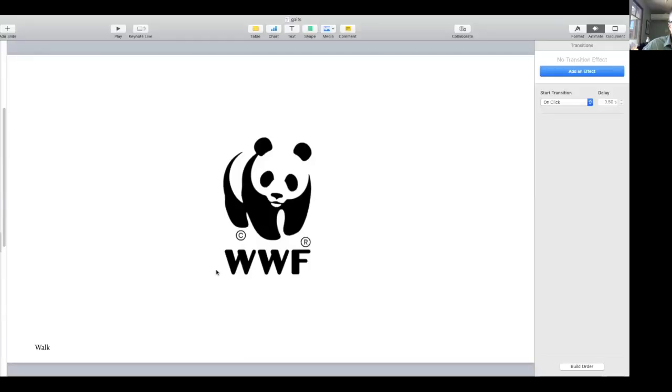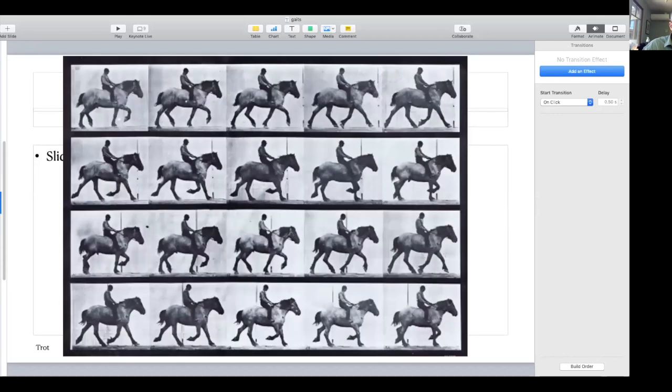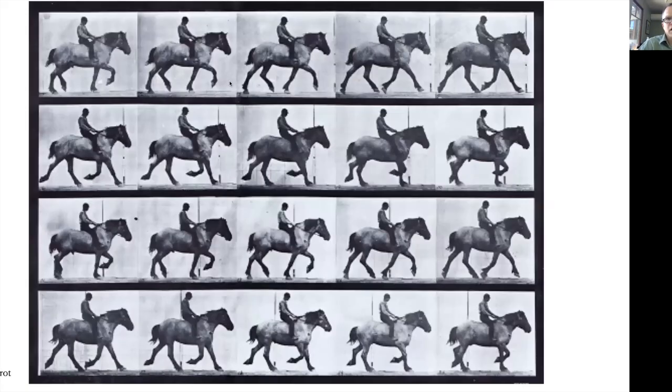I'm going to jump back here. There was our friend the bear. Hit play. So this is some Muybridge photographs of a trotting draft horse.